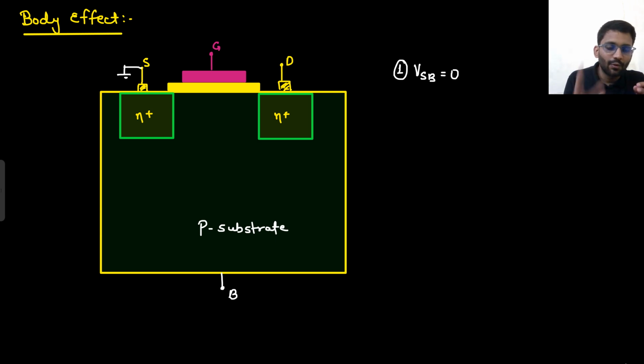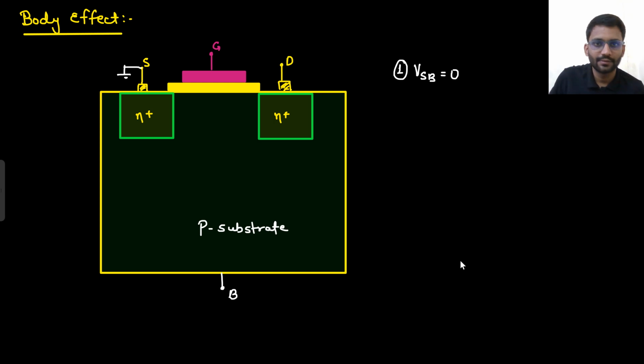Now, what if my source and body are not shorted? I am taking source as reference again. What if I put body to be negative? What if I put body to be positive? And what if both are shorted? What will happen in the circuit? Sorry, not in the circuit, what will happen in the device? So that we will see.